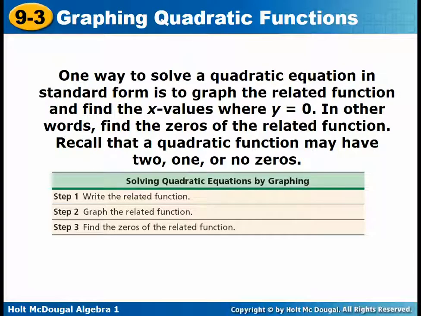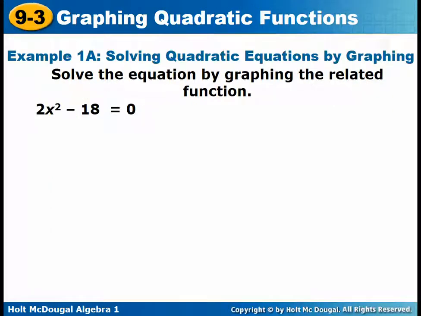And if we can find where the x-intercepts are, those are called the zeros, or the solutions, or solving a quadratic equation. And we'll do that by graphing, and then in another assignment we'll do it by factoring. All right, so here's our first problem.